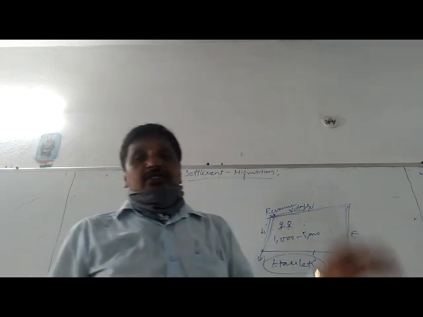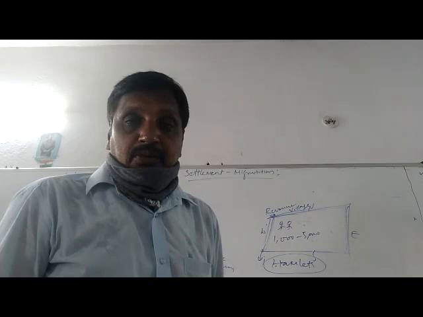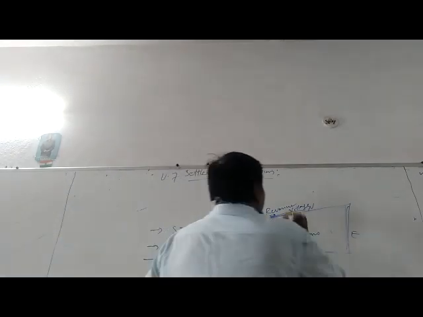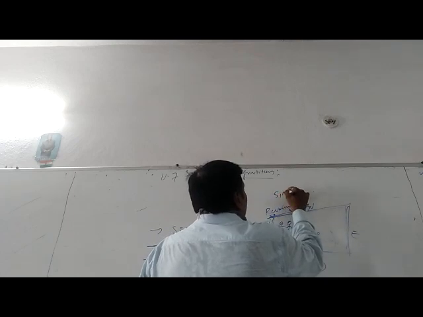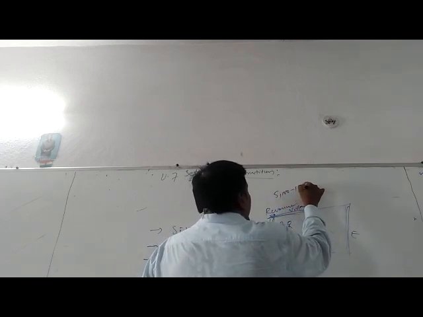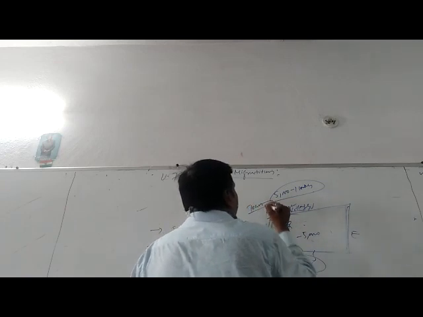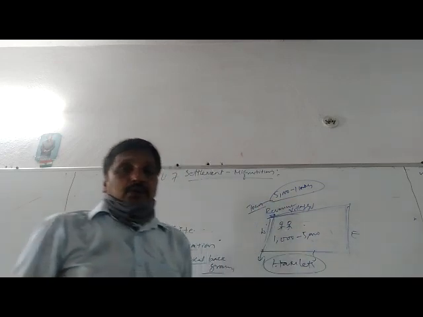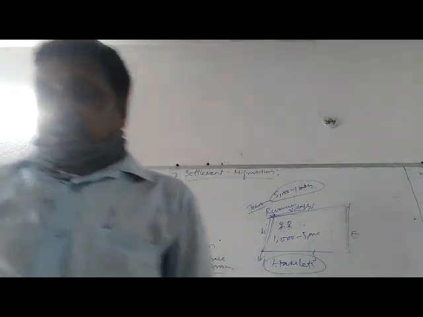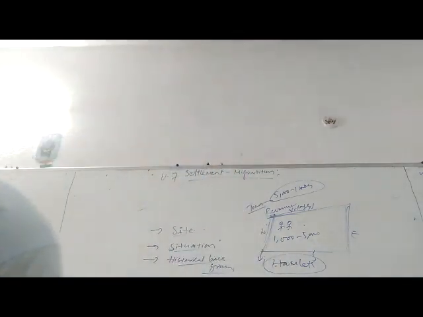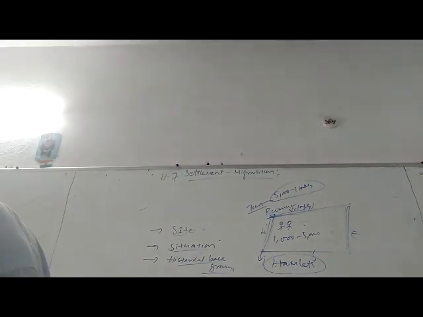Next, 5,000 to 1 lakh people, if they are existing there, we call it a town. 1 lakh to 10 lakhs, or 1 million, you can call a city.